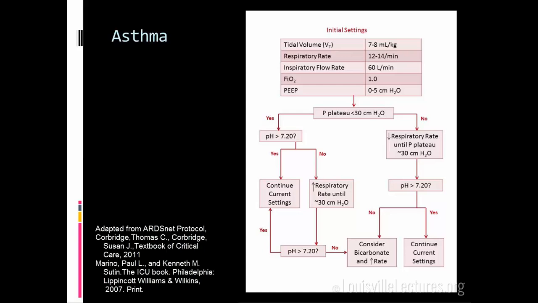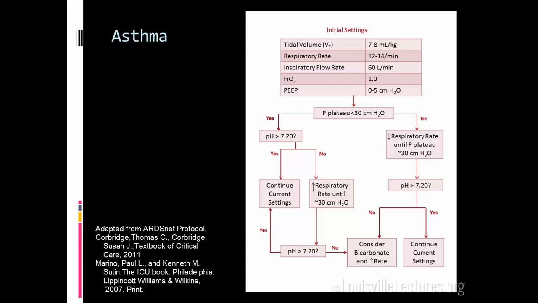Okay, then you want to increase your respiratory rate. As you increase your respiratory rate, you're going to run into risk of auto-PEEP. So you're going to be looking at your plateau pressure. And so increase your respiratory rate until your plateau pressure is above 30. And if your pH is now above 7.2, you're good. If below 7.2, you're in trouble, you could consider bicarbonate drip, although this is controversial.